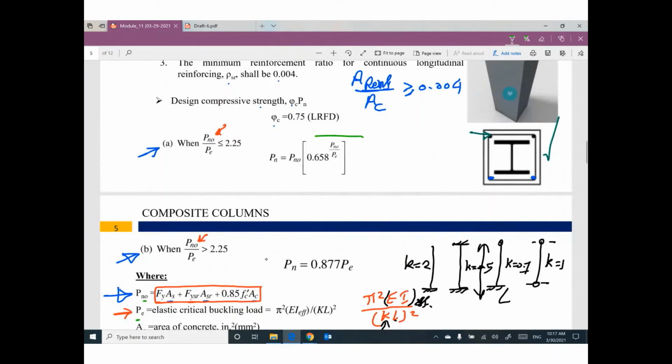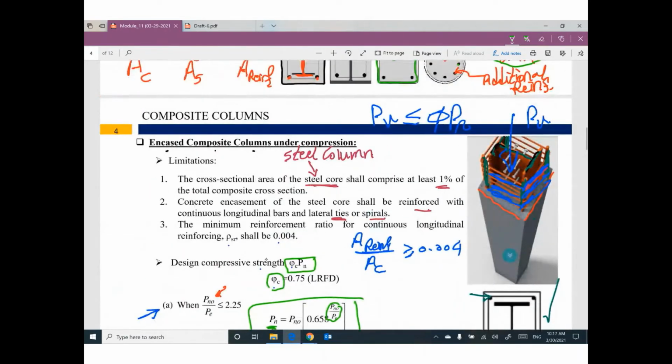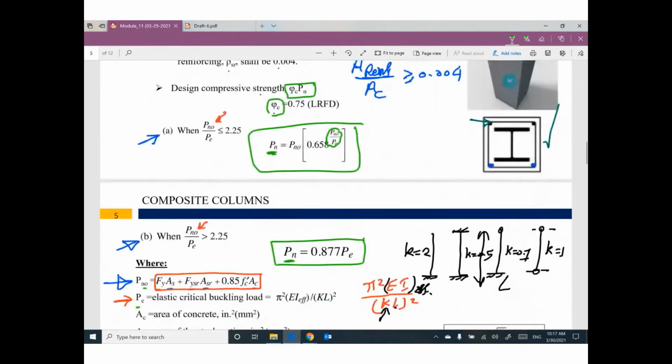So I can decide whether I will use the first case or the second. If you are using the first one, the nominal strength will equal Pn naught times 0.658 to the power of this term. Or in the second situation, Pn equals 0.877 Pe. Once you get the value of Pn, multiply it by phi to figure out the design compressive strength. Then make a comparison with the applied ultimate load, and you can say it's safe or unsafe.